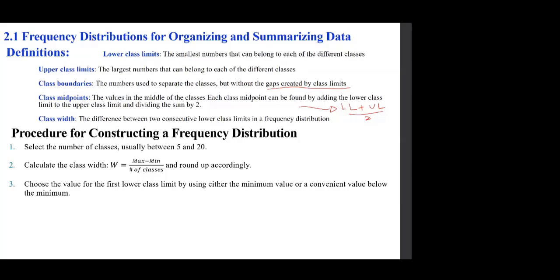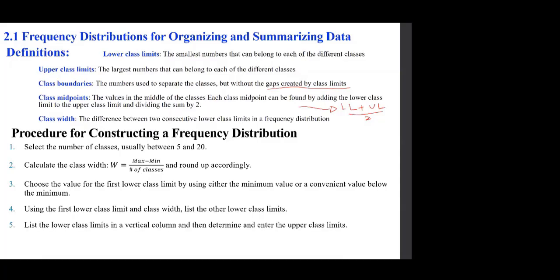You'll see what we mean by that. Using the first lower class limit and class width, list the other lower class limits in a vertical column, and then determine and enter the upper class limit. Take each individual data value and put a tally mark in an appropriate class so you can figure out which class it belongs to.